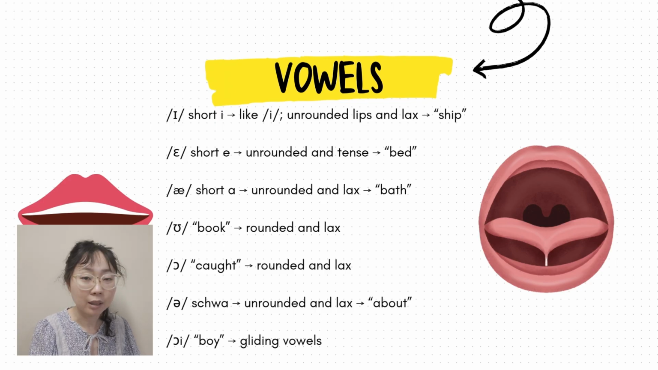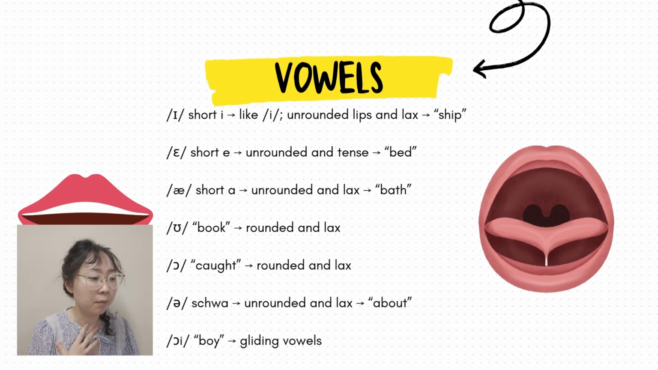The next one is as in book. It's unrounded and lax. It's the opposite of the oo sound. It's similar, but more lax, and not rounded.